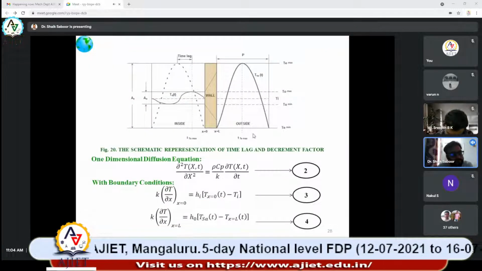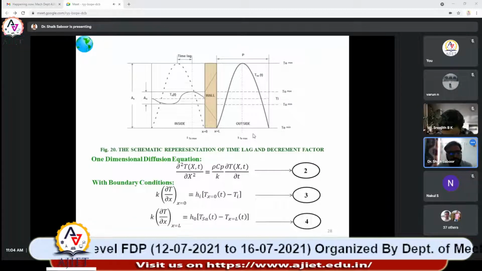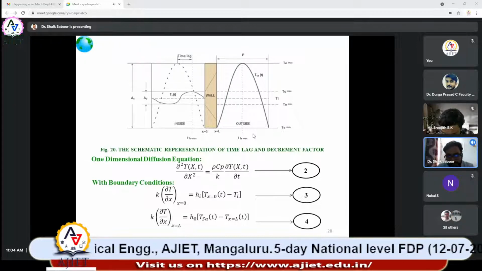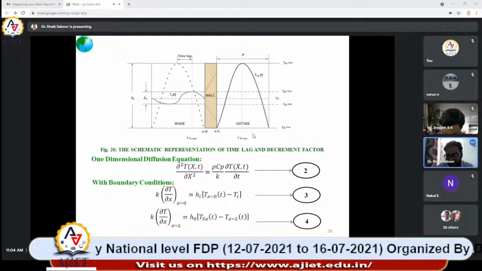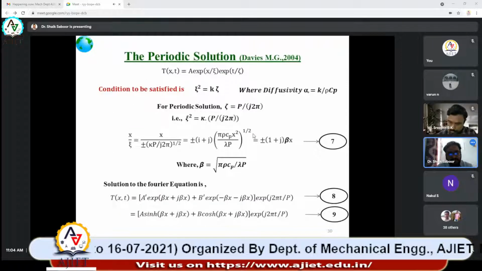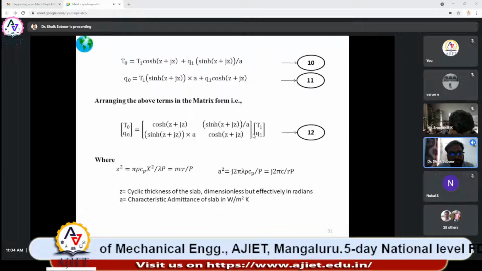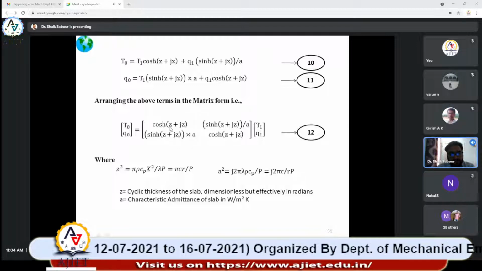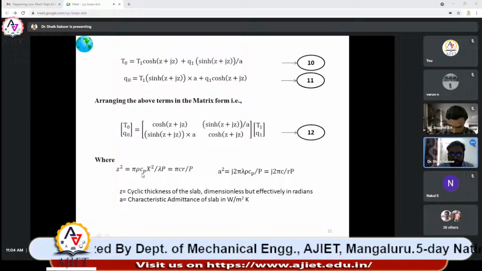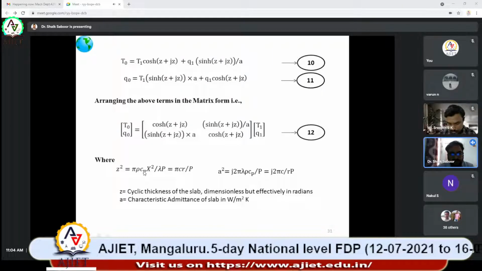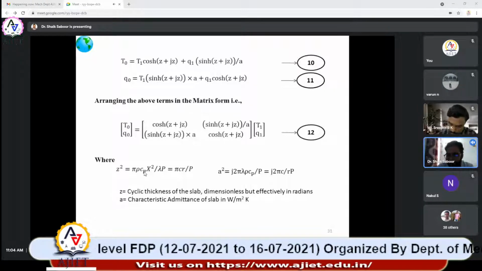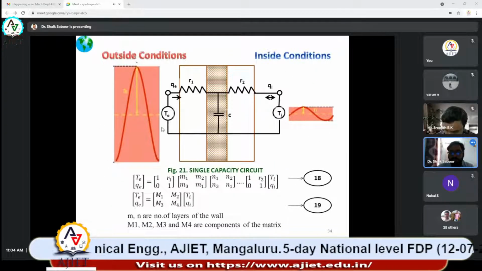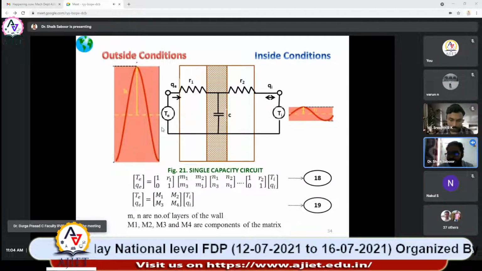In order to obtain these properties, we consider the one-dimensional diffusion equation. Why one-dimensional? Because there is a large temperature difference only across the thickness of the wall. In the other directions, the temperature difference is very, very small. When we solve this with periodic convective boundary conditions, we get the solution. When you arrange this solution in matrix form, it looks like this. These terms have some properties of the materials. These properties we have to explore for the building materials you are taking or making. You have to put these properties into the equation in order to get the other parameters. What are the parameters? Admittance, transmittance, time lag, and decrement factor.